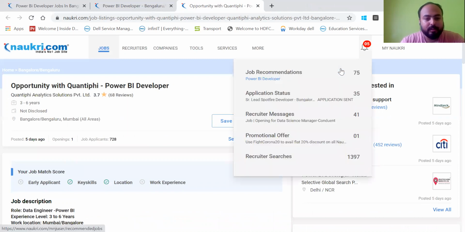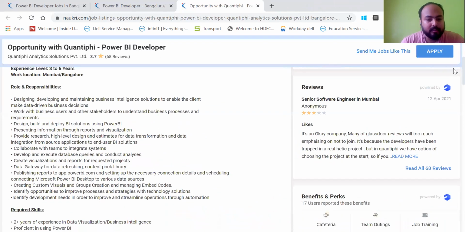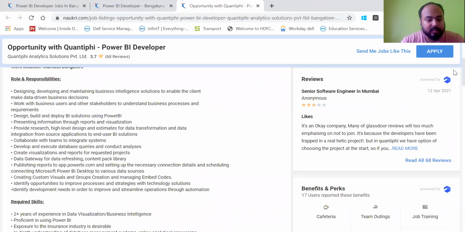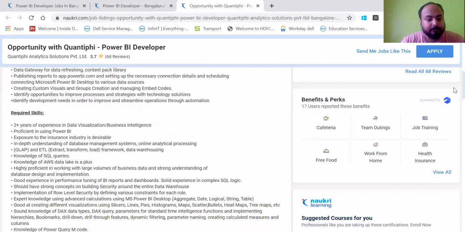And this is about Quantify, Power BI developer. This is in Bangalore, Mumbai. Let's look into the description. So here again, it's 2 years of experience. Proficient in using Power BI, exposure to the insurance industry. That is fine. In-depth understanding of database management systems, online analytical processing, ETL, knowledge of SQL queries, knowledge of AWS data lake is a plus.